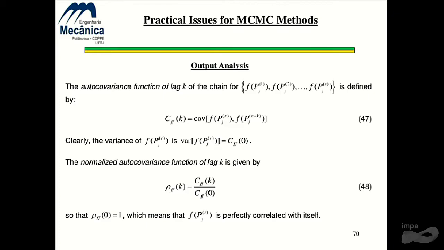And this is divided, the normalized autocovariance function, this quantity is divided by the same autocovariance function but with a lag 0, which of course is the variance of the value of the state, because this is the covariance of the state R with the state R also. Okay, so this is the variance.